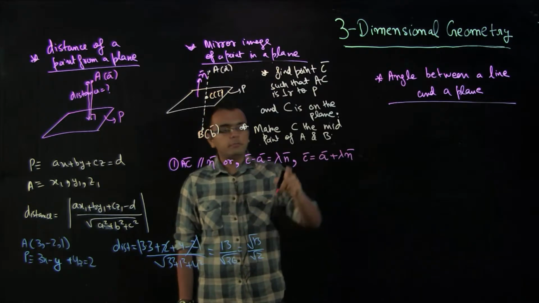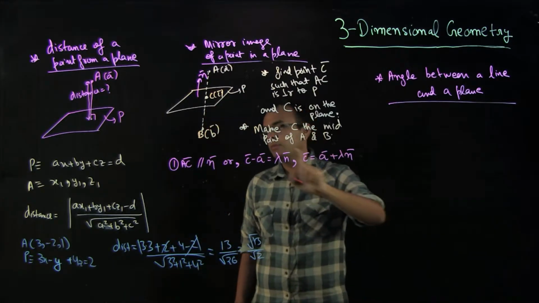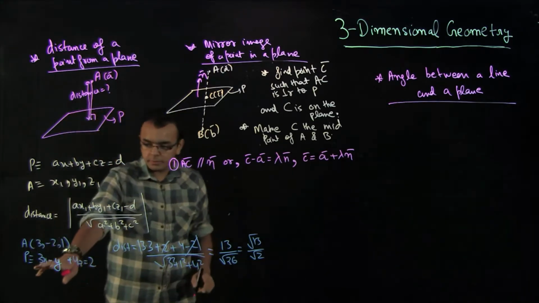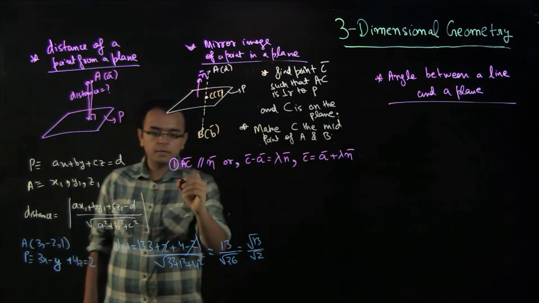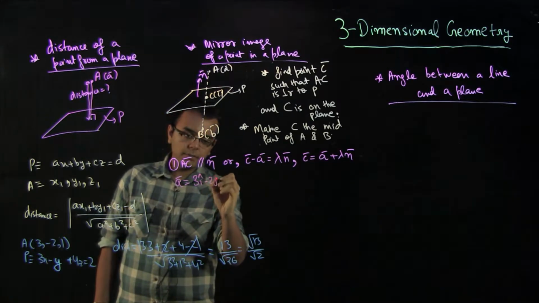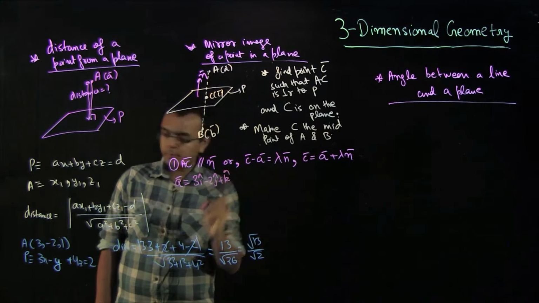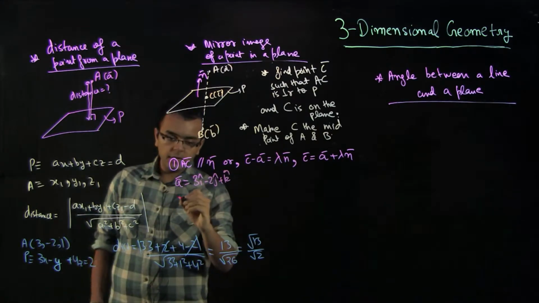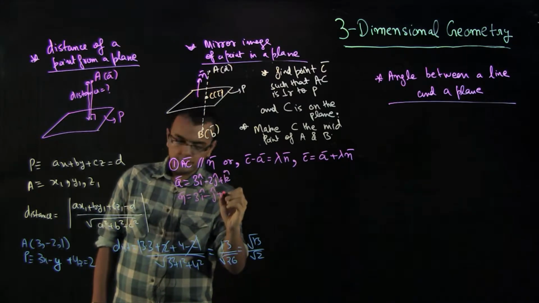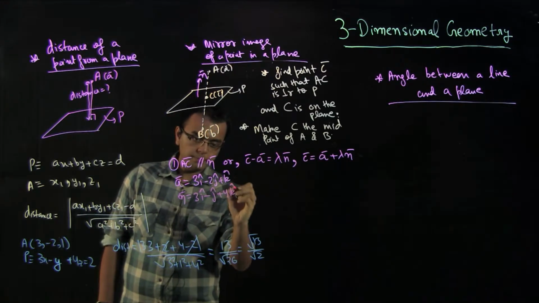Then you find the coordinates of the point C, and put it in the equation of the plane to satisfy it. Let us take the same example. Here A vector is 3i cap minus 2j cap plus k cap, and n vector is 3i cap minus j cap plus 4k cap.